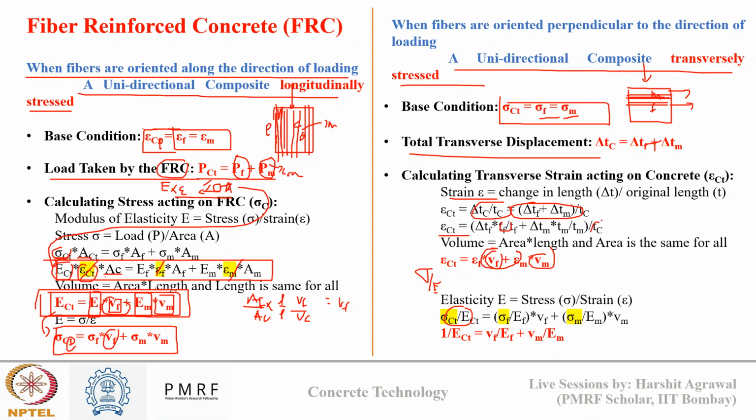This TF upon TC, I can write as volume fraction. So it will become VF and it will become VM. So you can see here in the transverse direction, the addition of fiber will contribute an inverse relation in increasing the elasticity modulus of concrete, while in the longitudinal direction, it was contributing as a direct relation. So this relationship is also known as the rule of mixtures. If you want to remember it in an easy way, it is known as the rule of mixtures. That is why we say when the fiber is oriented along the longitudinal direction, it will have the maximum contribution in resisting the load.